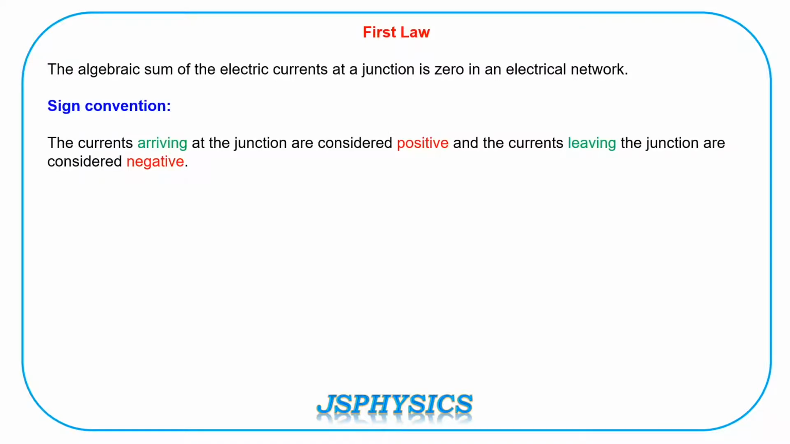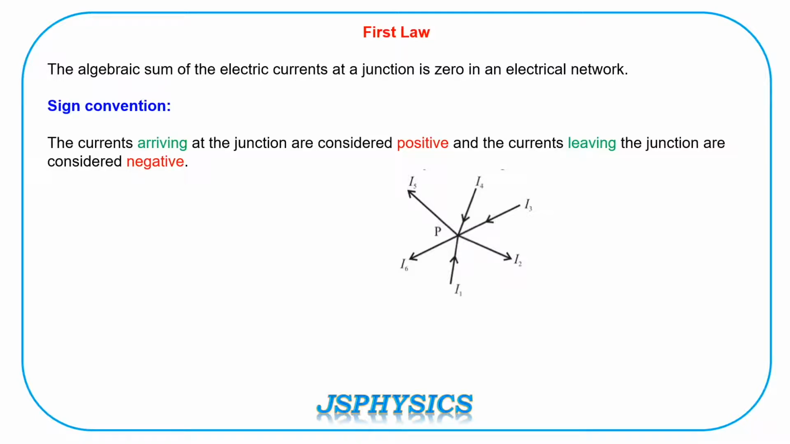Now, the sign convention which we are adopting here is this. The current coming towards the junction is taken as positive and current leaving the junction is taken as negative. Let us see one simple example. Here six conductors are connected at a point P. That means point P will be an electrical junction. Now in all these conductors, current will be either coming toward the junction or going away from the junction.